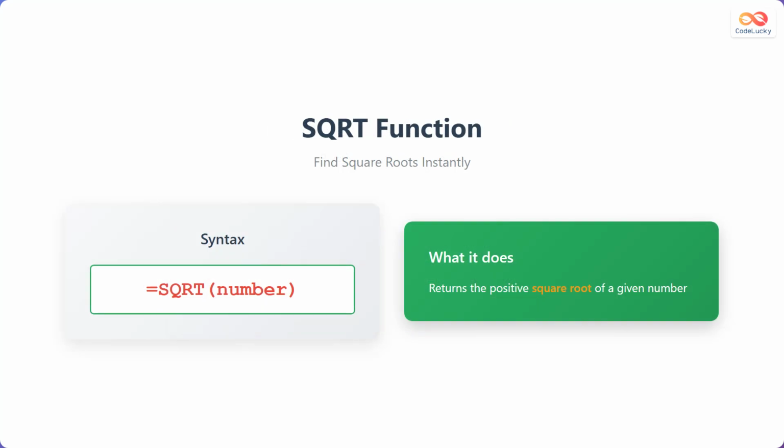Now let's move on to the square root function. The square root function in Excel allows you to find the square root of a given number. The syntax for the square root function is equals SQRT, open parenthesis, number, close parenthesis. The function returns the positive square root of a given number. Keep in mind that if you provide a negative number, Excel will return an error.